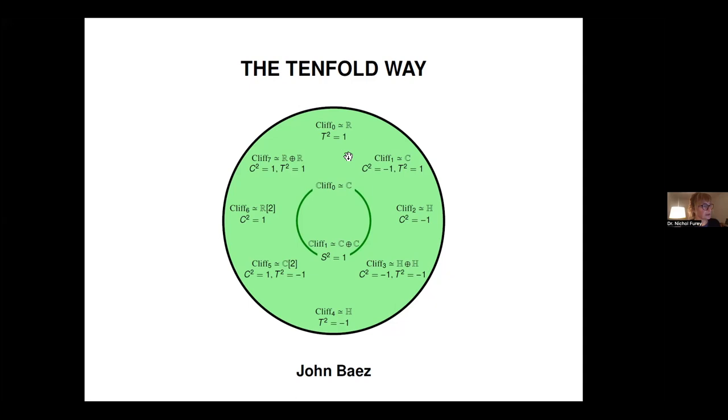Tonight, John will be telling us about the 10 real associative superdivision algebras and how their ghostly figure materializes in the context of Clifford algebras in Bott periodicity and within the characterization of 10 different types of matter based on discrete symmetries. His talk is entitled The Tenfold Way.